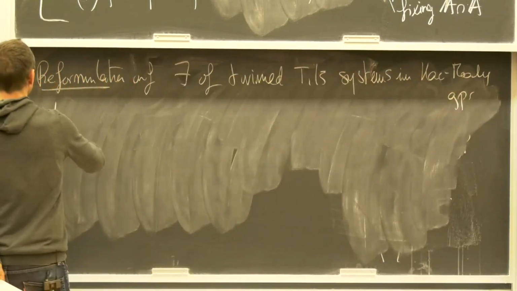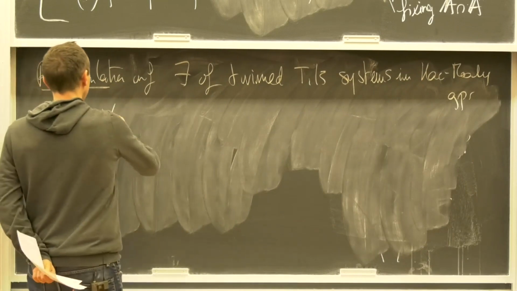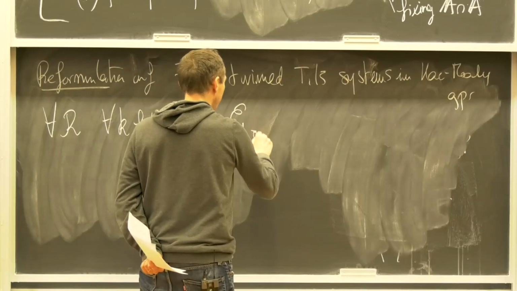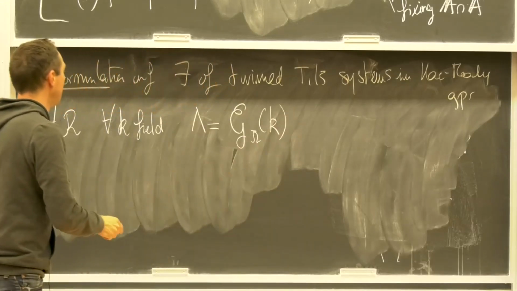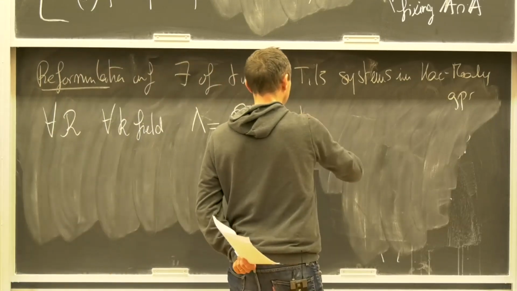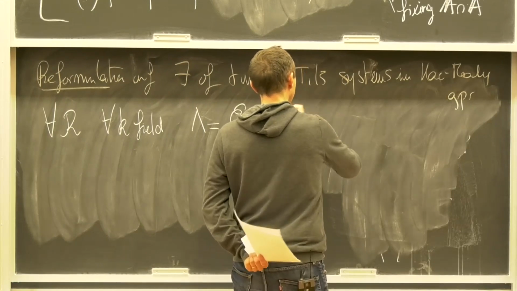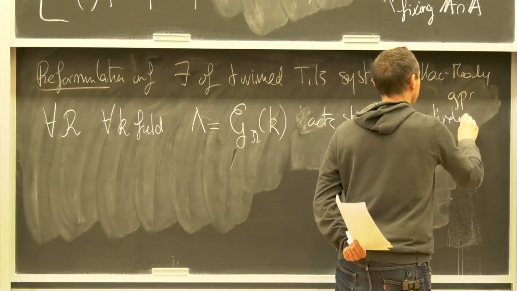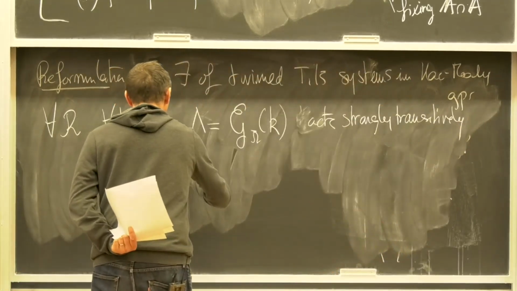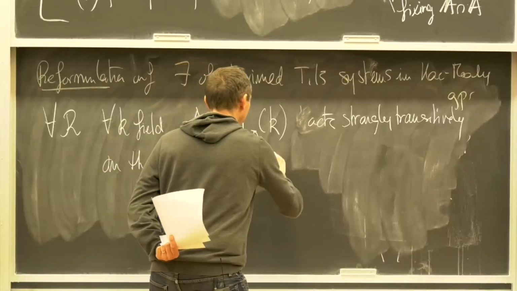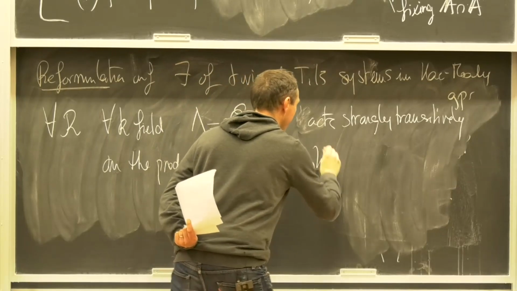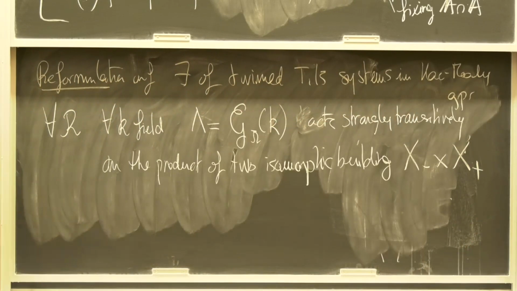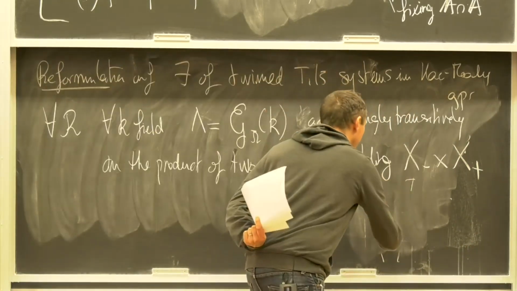This is the following. For any Kac-Moody root datum, for any field k, if I define Lambda to be the k-valued points of the Tits functor, then this group Lambda acts strongly transitively on the product of two isomorphic buildings, say X minus times X plus. And these buildings have the expected Weyl group.